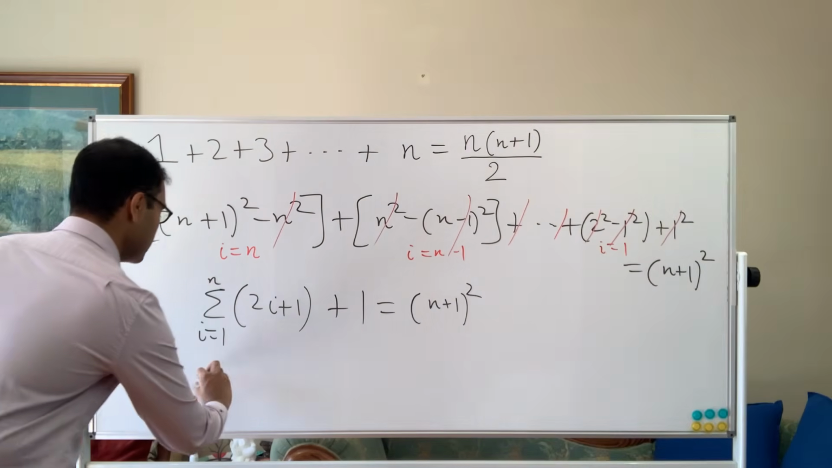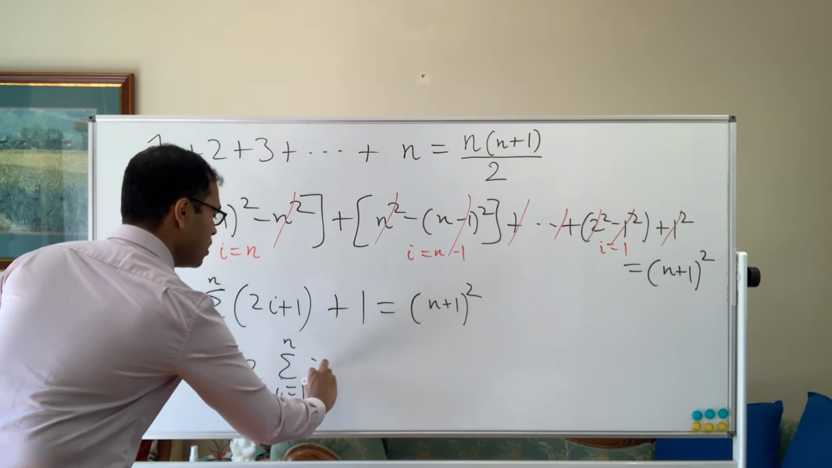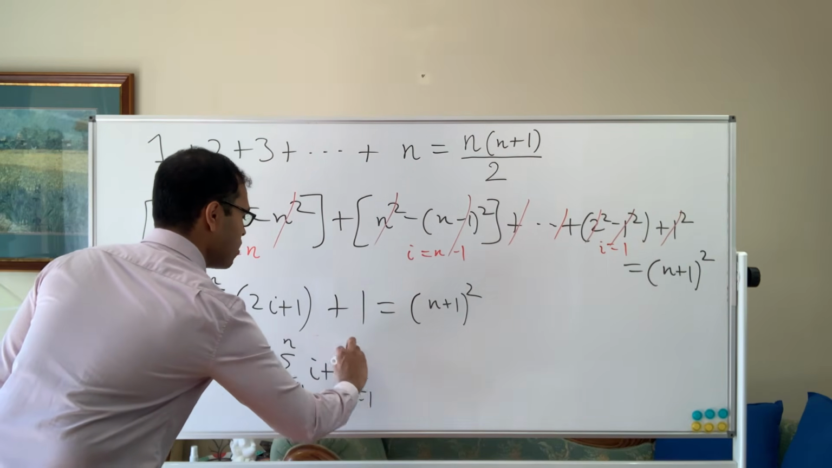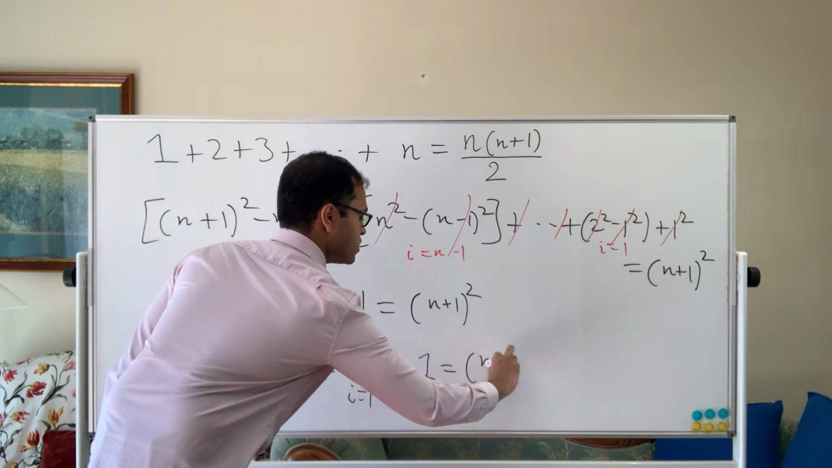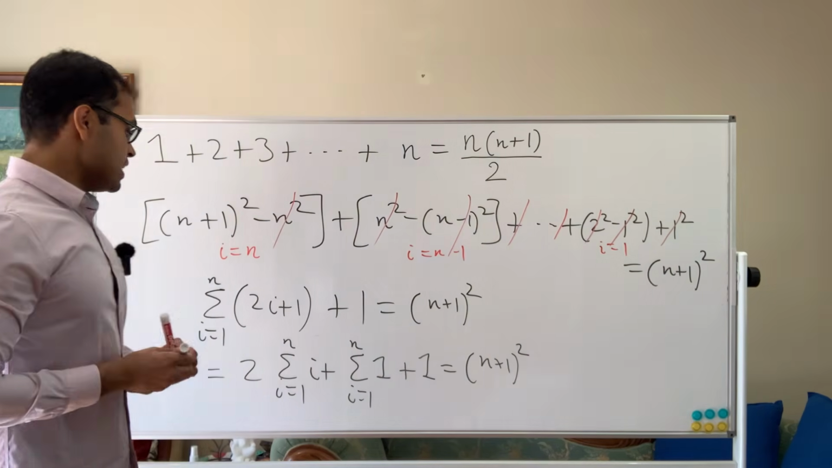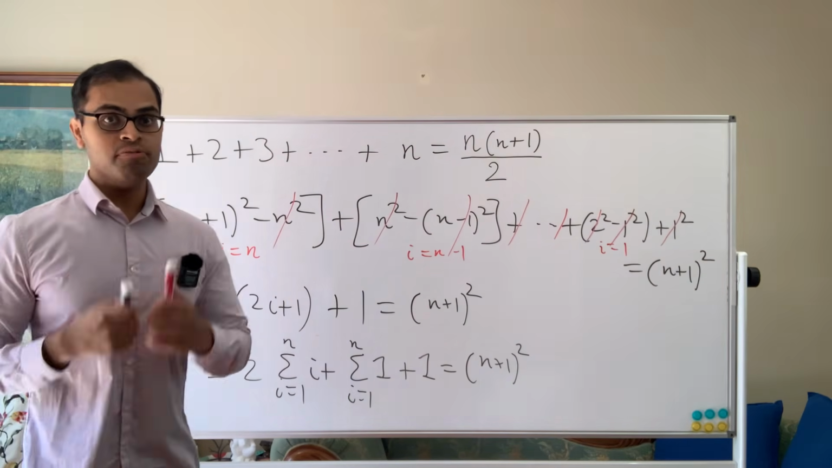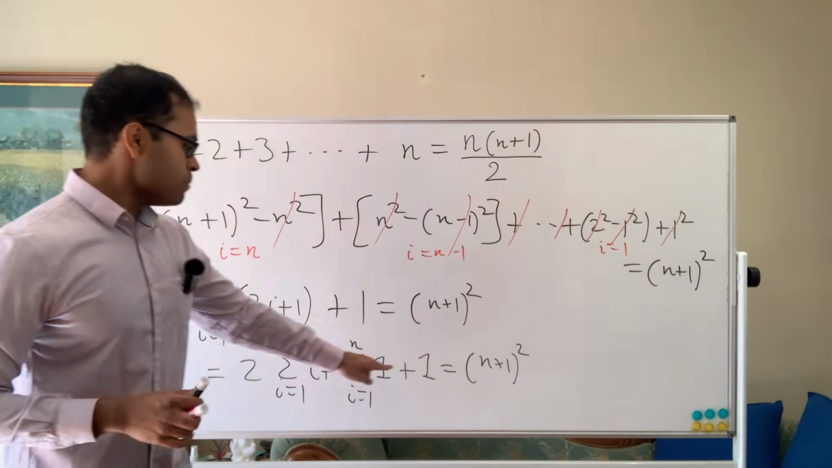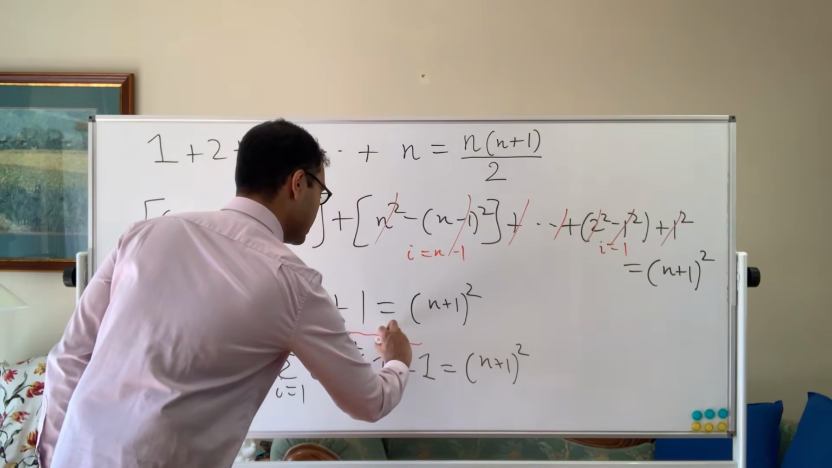So this is just going to equal 2 times the sum from i equals 1 to n of i, plus the sum from i equals 1 to n of 1, plus 1. That's going to equal (n plus 1) squared. And now you see here that the sum from i equals 1 to n of 1 is just adding 1 n times with itself, which is just n. So you get n plus 1 here. I'm going to write that down. You're just going to get n plus 1 here.